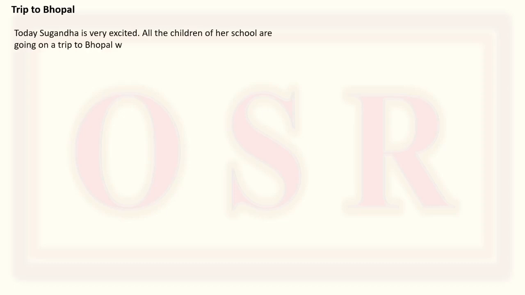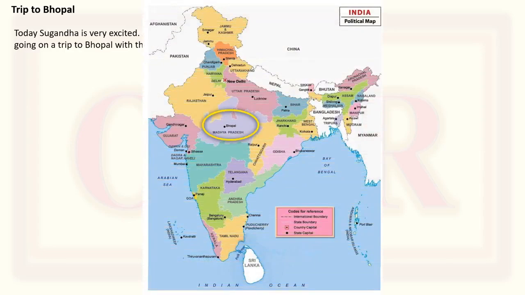Trip to Bhopal. Today, Sugandha is very excited. All the children of her school are going on a trip to Bhopal with their teachers. Now this is about Bhopal. So please check out the location of Bhopal on the Indian map. It's almost at the center of India, right?